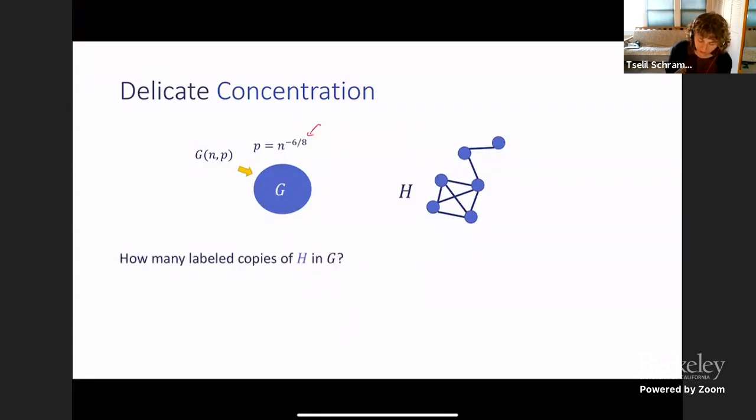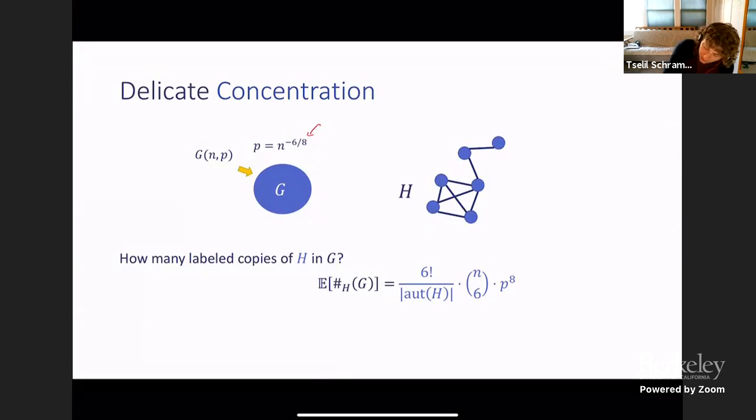So how many labeled copies of H exist in G? If you compute the expectation, you take the n choose 6 possible vertices that H could be on. This has 6 vertices and 8 edges. You take the number of distinct labelings for those vertices, and then you take p to the 8th, the probability that all the edges are present. That's order 1 for this setting of p. So I expect to see constantly many copies of H in G.